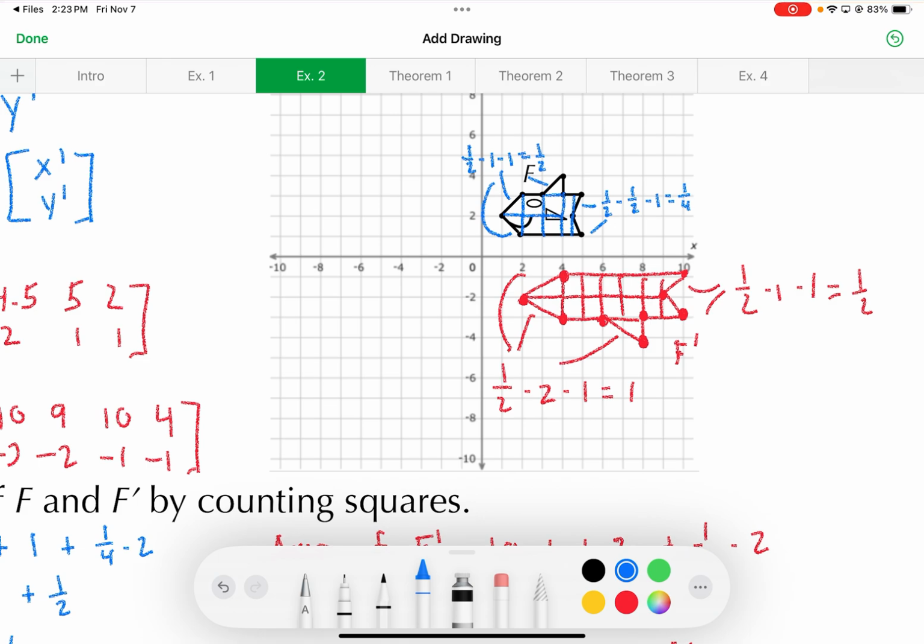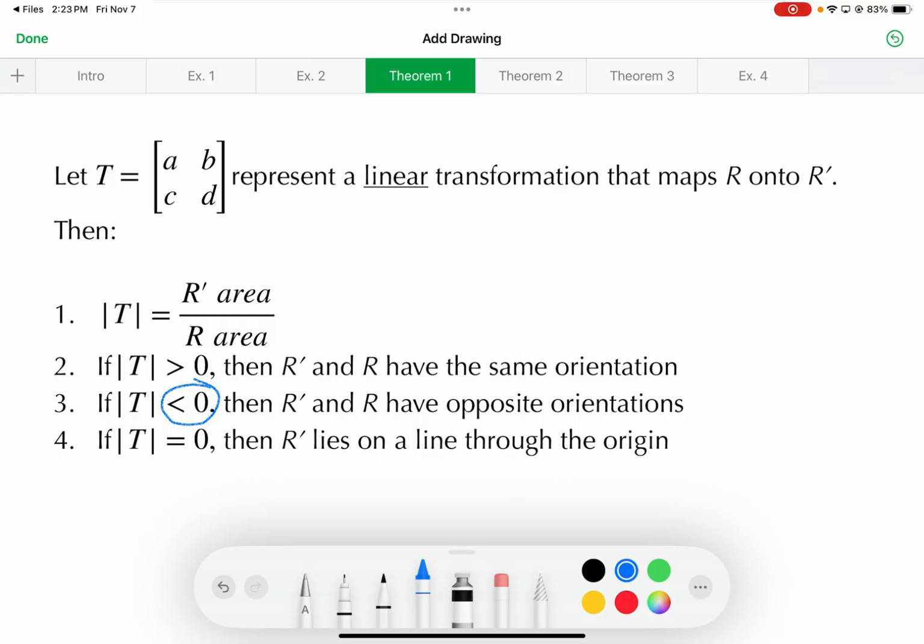Opposite orientations. Okay? And the final part of that theorem, if the determinant is exactly 0, then R prime, the image points, they lie on a line through the origin. Okay? And we have a homework question. I think it's the last problem of the homework for that specific situation for you to see more of what we mean in that regard. Basically, all of the points for R prime, they're going to form a line when you connect them. And that line would have to go through the origin.